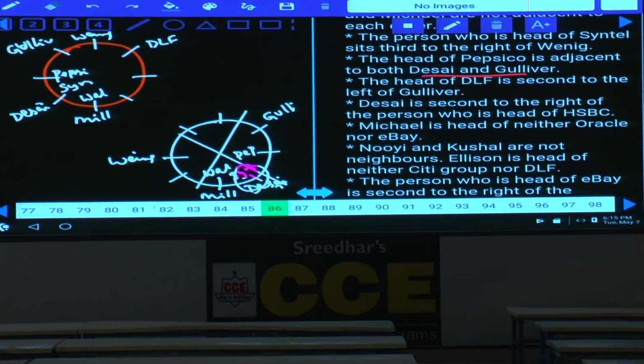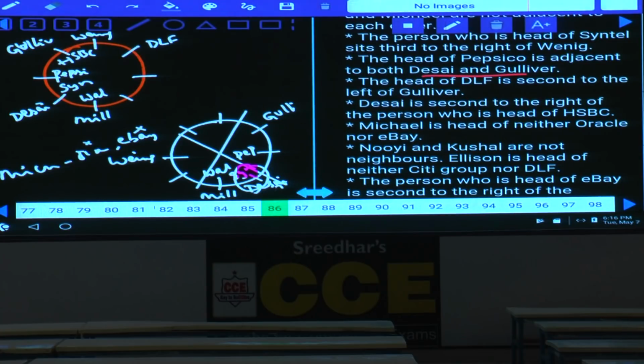Done? Now in this case, Desai is seated second to the right of the person who is the head of HSBC. And Desai is seated second to the right of HSBC. And who is head of this HSBC? Gulliver. Clear now? And because this Desai is second to the right. And Michael is head of neither Oracle nor eBay. Now Michael is neither Oracle nor eBay. eBay and Oracle were ruled out. Nui and Kushal are not neighbors.